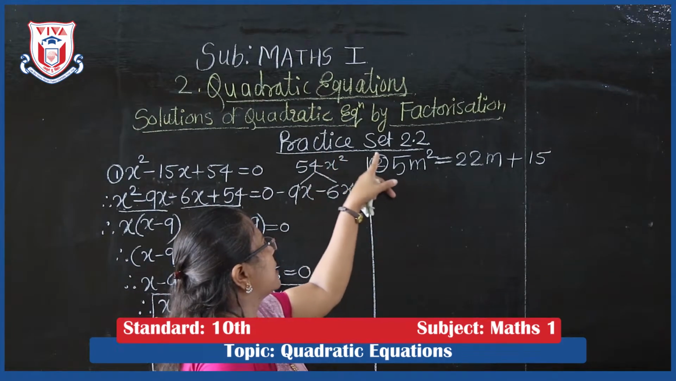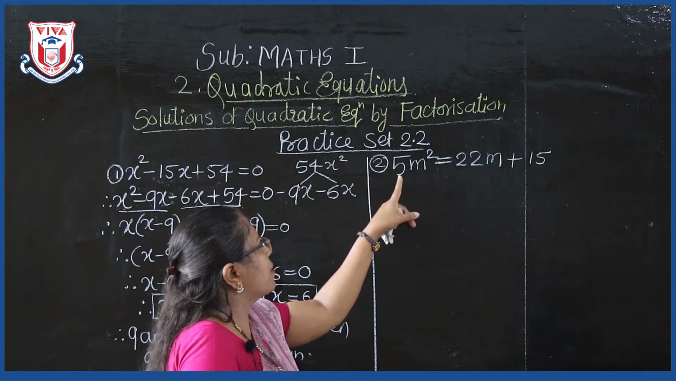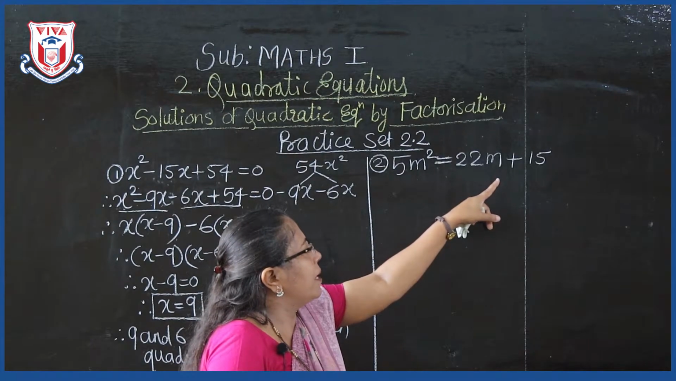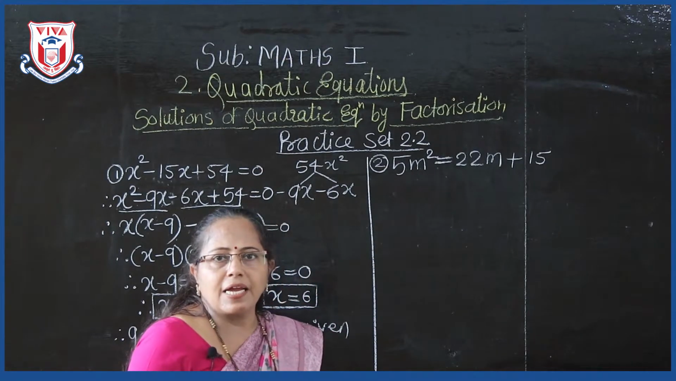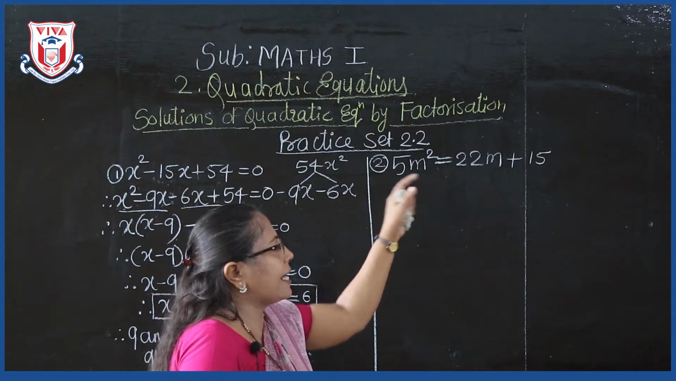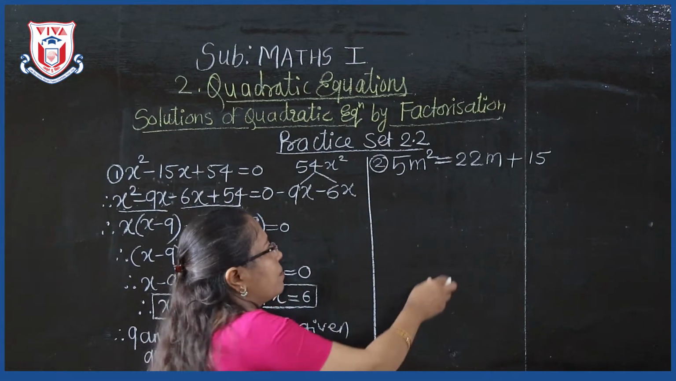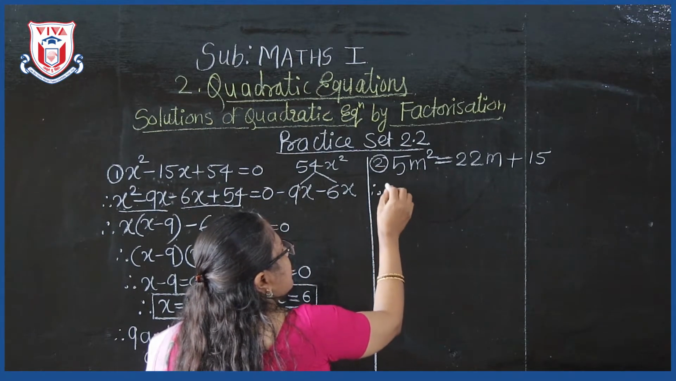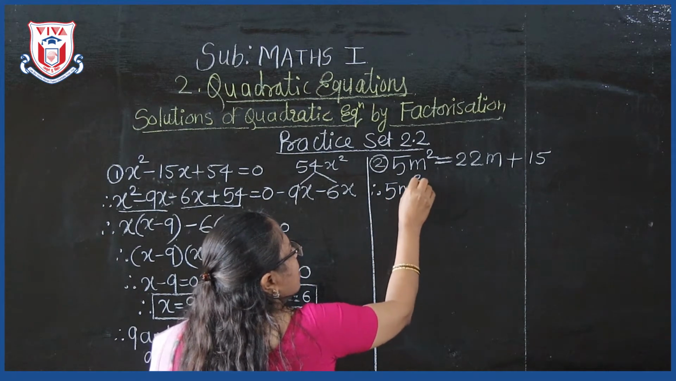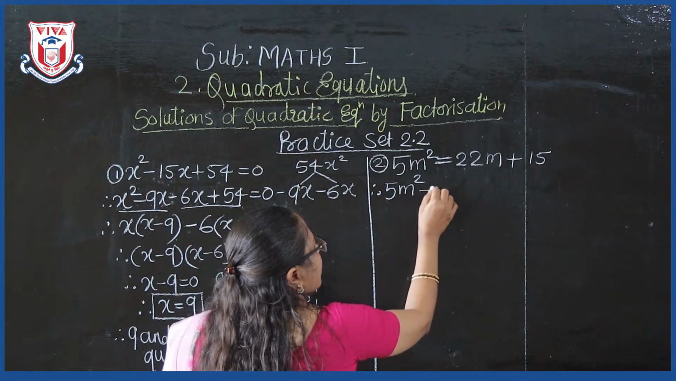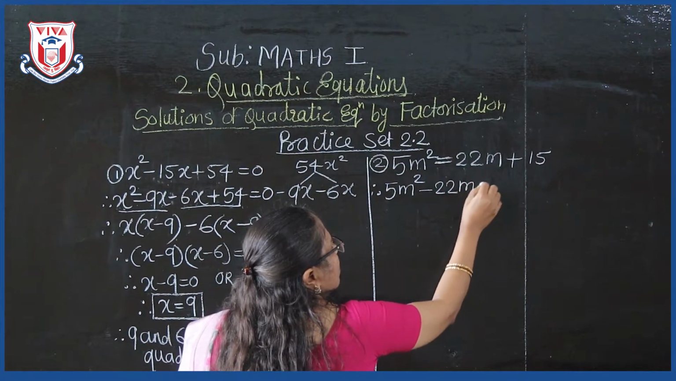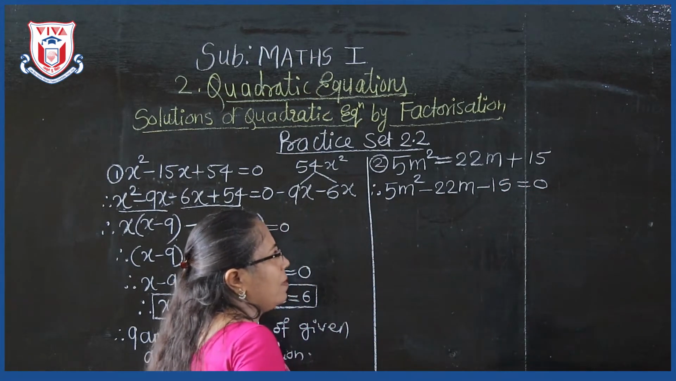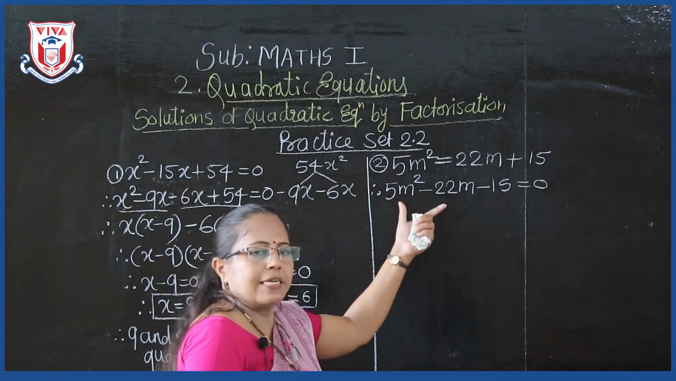Now we will solve the second example from practice set 2.2. 5m square equal to 22m plus 15. So student, as I told you, we require the equation in standard form. So these both terms we have to take on the left hand side. So the next step is 5m square minus 22m minus 15 equal to 0. Okay, so we got the equation in standard form.